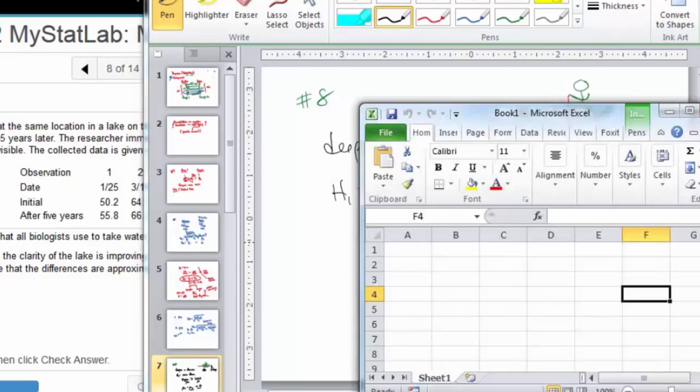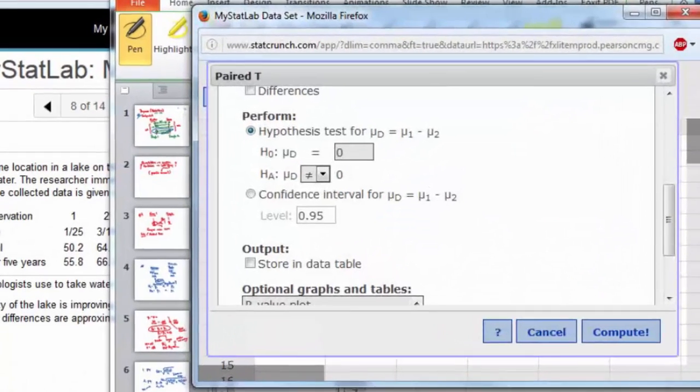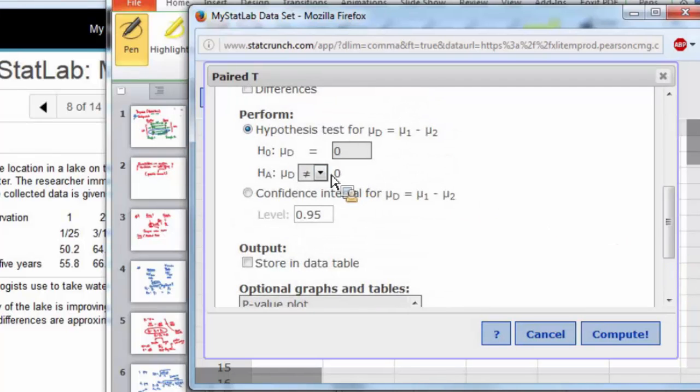Okay, so we have to find StatCrunch. Okay, so the difference is negative because mu2, which is the after 5 years, is bigger.